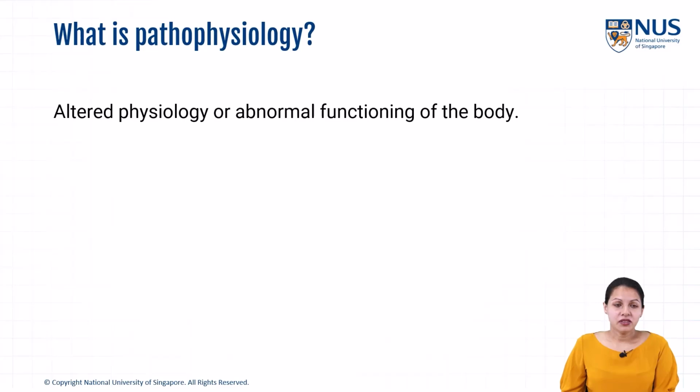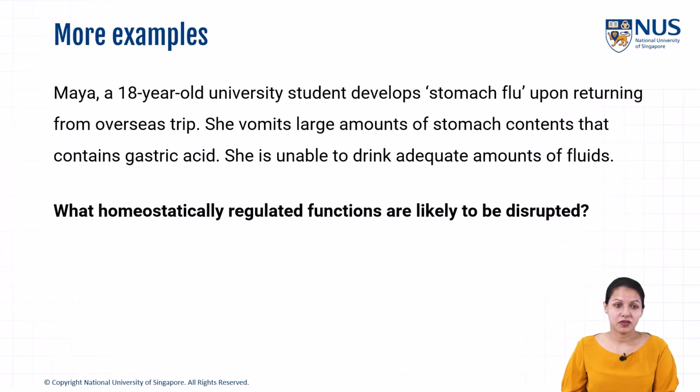And let me introduce you to a term, pathophysiology. So earlier in my previous lecture, I explained what physiology is. So pathophysiology is altered physiology or abnormal functioning of the body. Now let's look into a practical example on how disruption of homeostatic process leads to disease and complications.